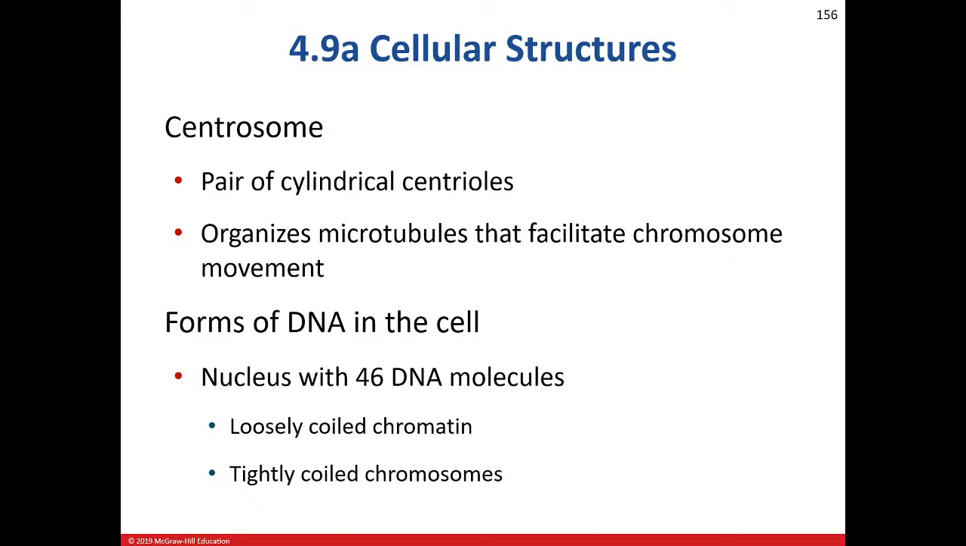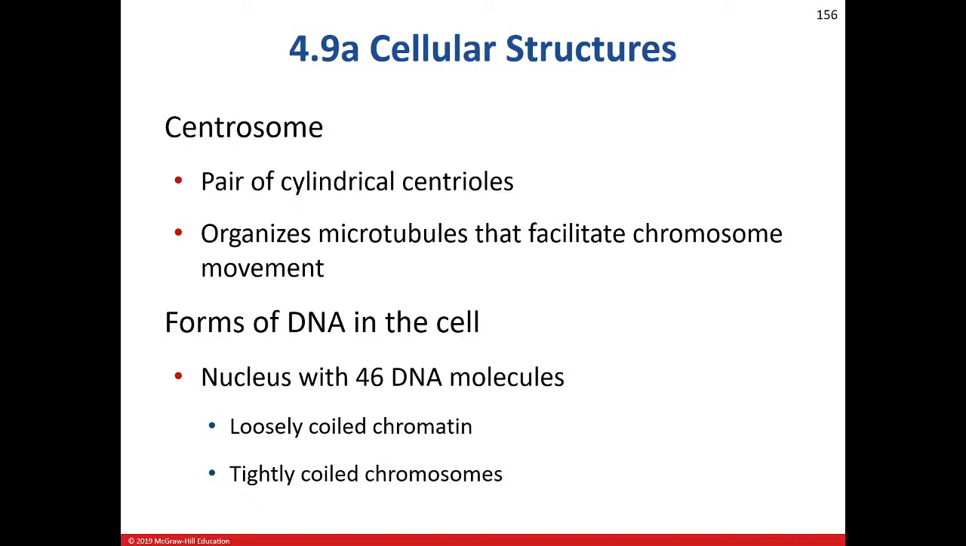We have 23 individual chromosomes, and then we have 2 copies of each one. One copy came from mom, and one copy came from dad. So you get 23 chromosomes from mom, 23 from dad, and you put them together and you get 46 total, or in other words, 23 pairs.